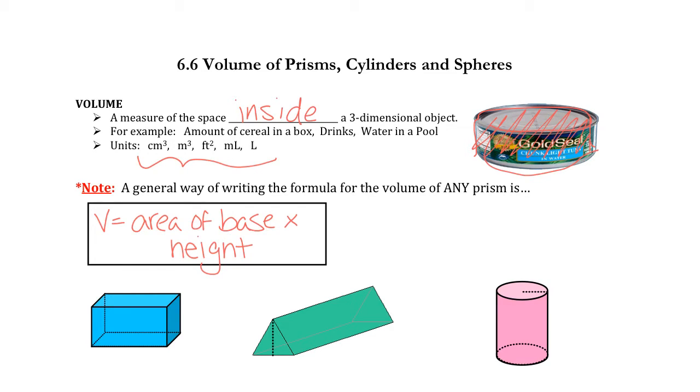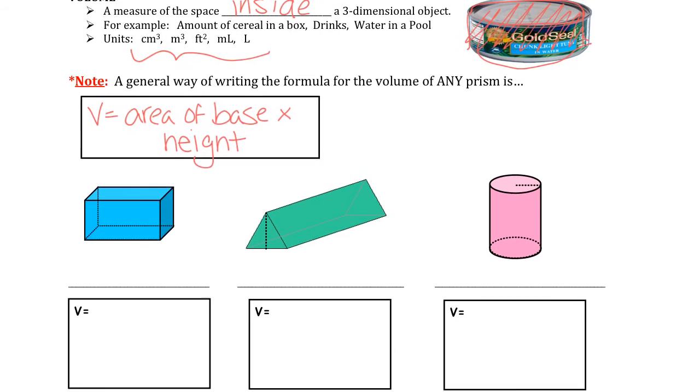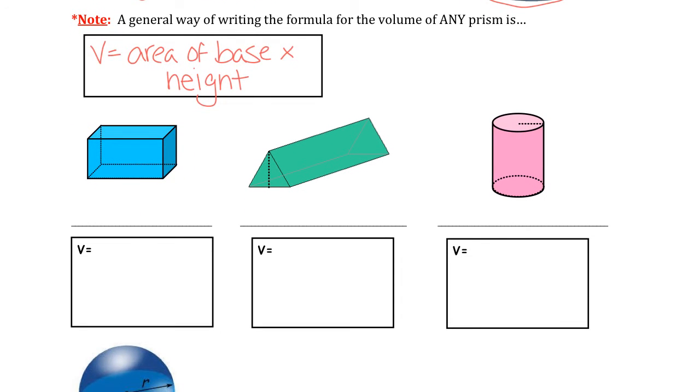Let's take a look at some examples and note those formulas that we're going to be using. We also have a formula sheet, and you're going to want to pay attention to this one right here and even add that to your formula sheet, because on this one we have a triangular prism.